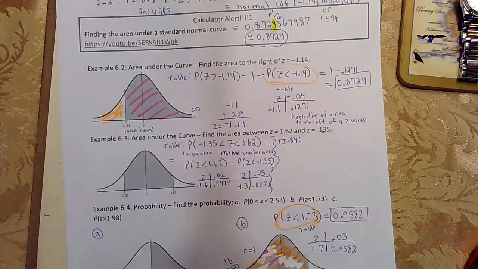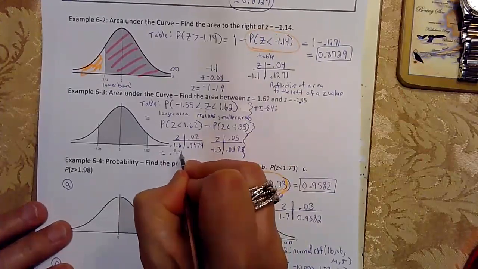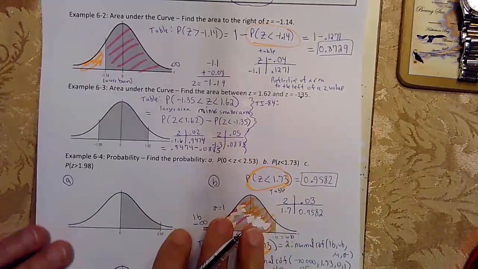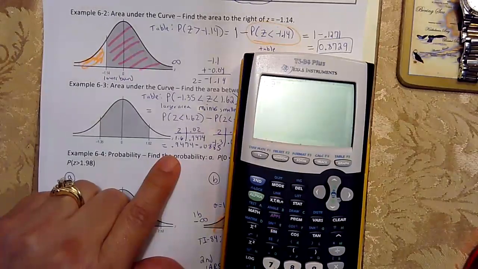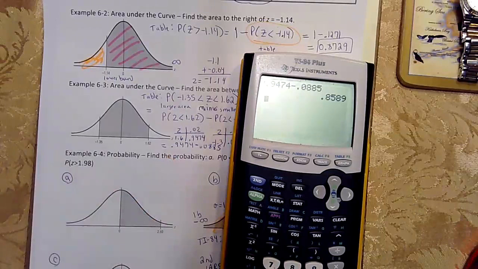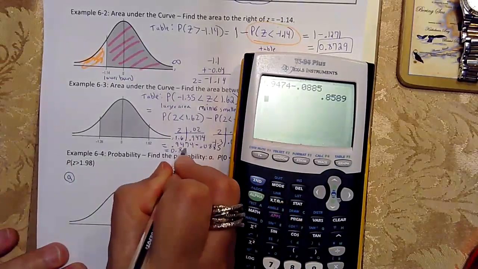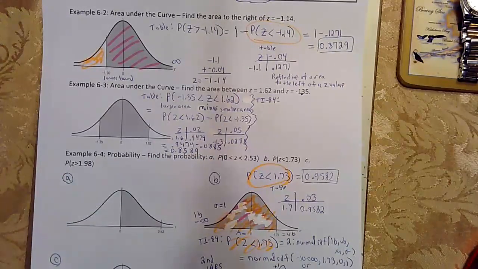Okay, so that means we're subtracting those areas. 0.9474 minus 0.0885 is 0.8589. Okay, so that's finding this area here.